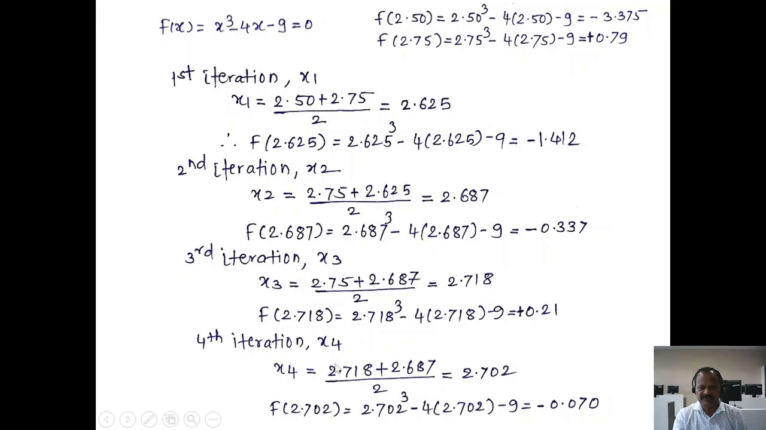So 2.718 plus 2.687 divided by 2 is equal to 2.702. Again, this we have to put in the equation. So f of 2.702 is equal to 2.702 cube minus 4 into 2.702 minus 9, which is equal to minus 0.070. Now this answer is negative and the earlier answer is positive. So the next iteration is in between 2.718 and 2.702.